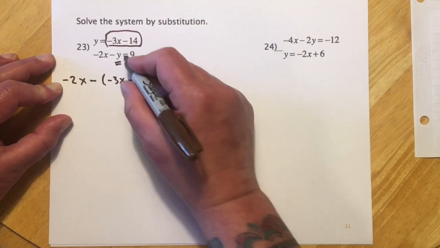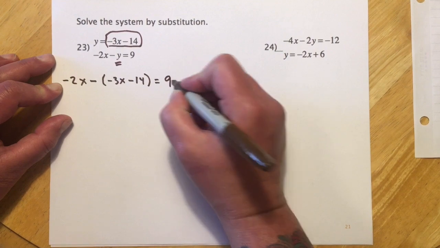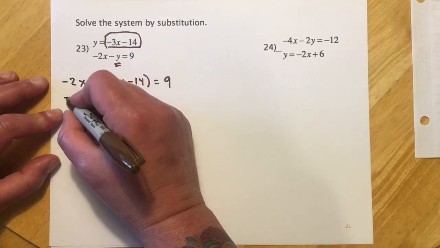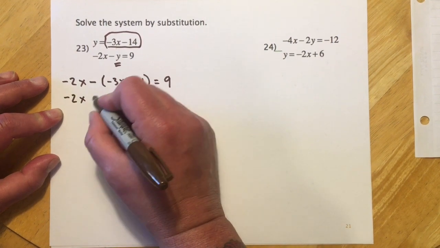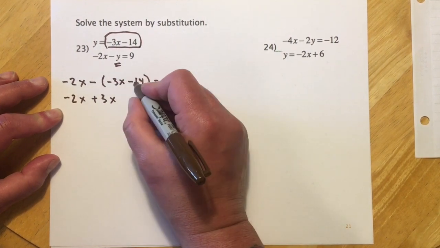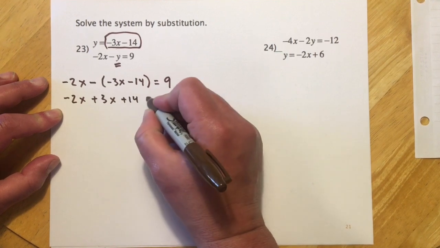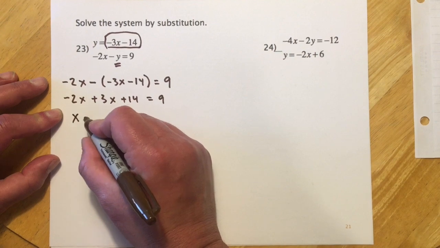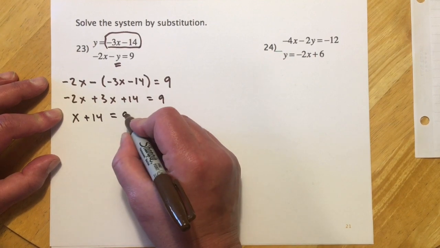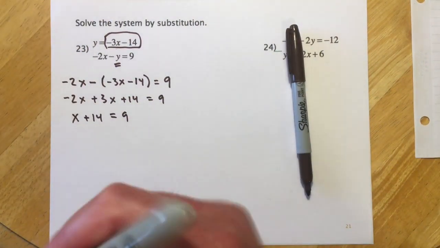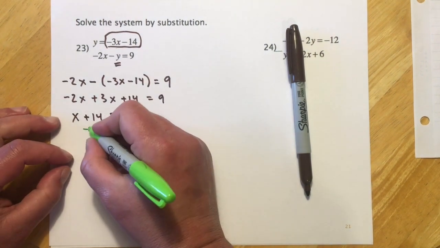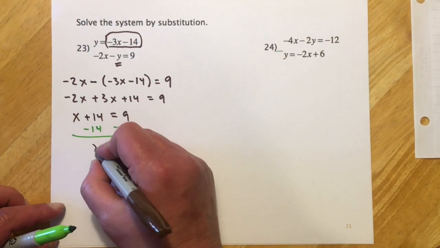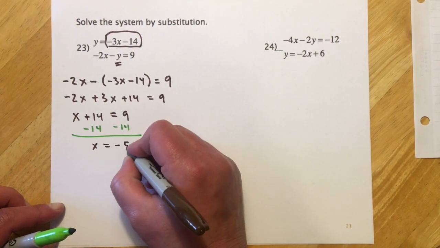And then that's going to equal 9. And so now this is all in terms of x, so I can solve it. So I'll clean up the parentheses. Minus and minus makes a plus 3x. And then minus and minus makes a plus 14 equals 9. So 2x plus 3x, so that's x plus 14 equals 9. And then just kick the 14 over to the other side, and we get x equals -5.